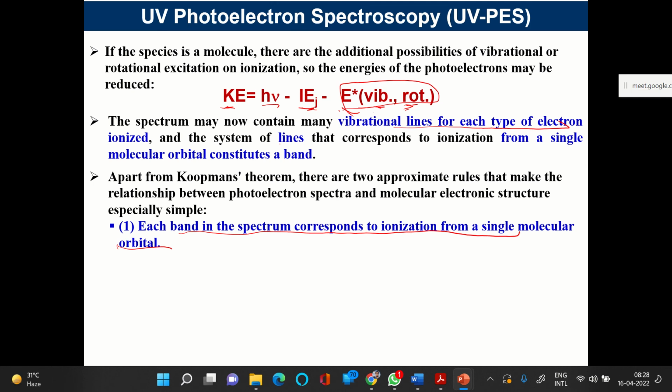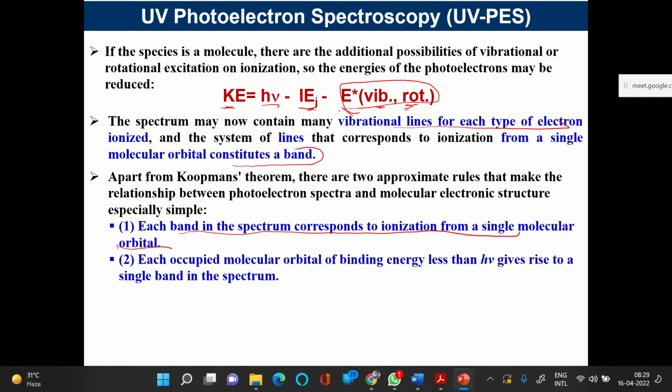What is the energy required to take away the electron, and a slightly different line would appear, and a collection of such lines would appear as a band. The second point observed in this spectroscopy is that each occupied molecular orbital of binding energy less than h mu gives rise to a single band in the spectrum. So the first point: each band in the spectrum corresponds to ionization from a single molecular orbital. Each occupied molecular orbital of certain binding energy that is less than h mu gives rise to a single band in the spectrum.